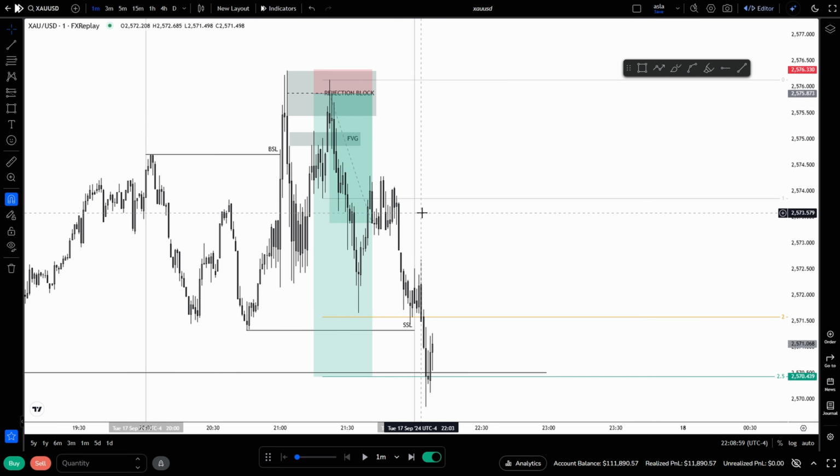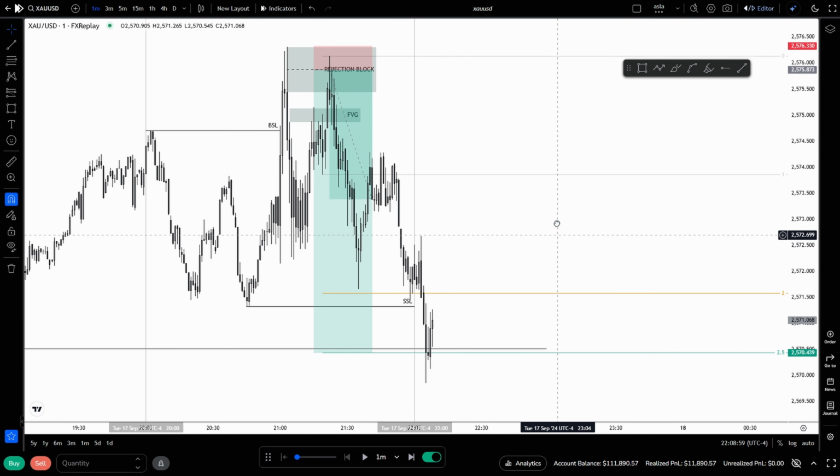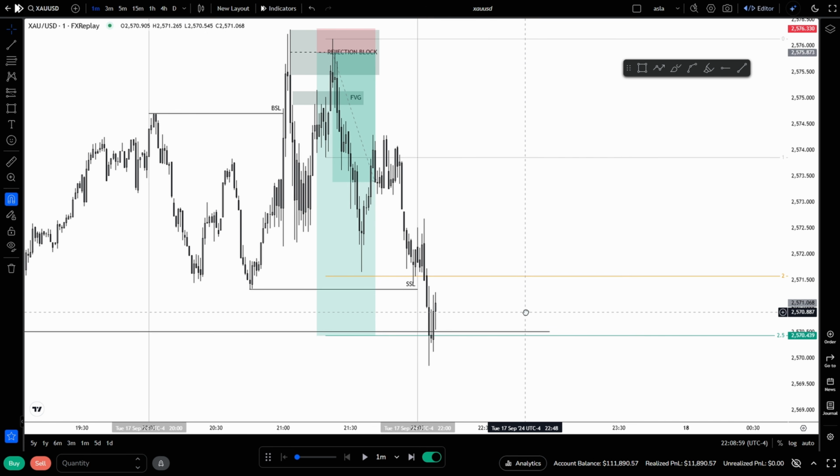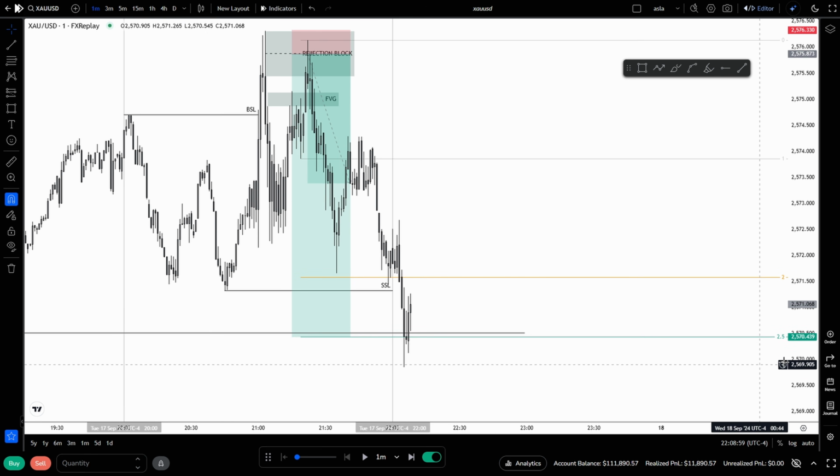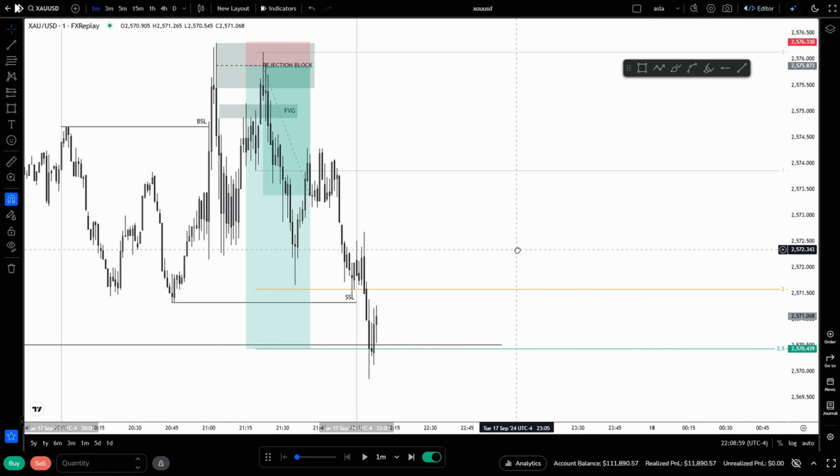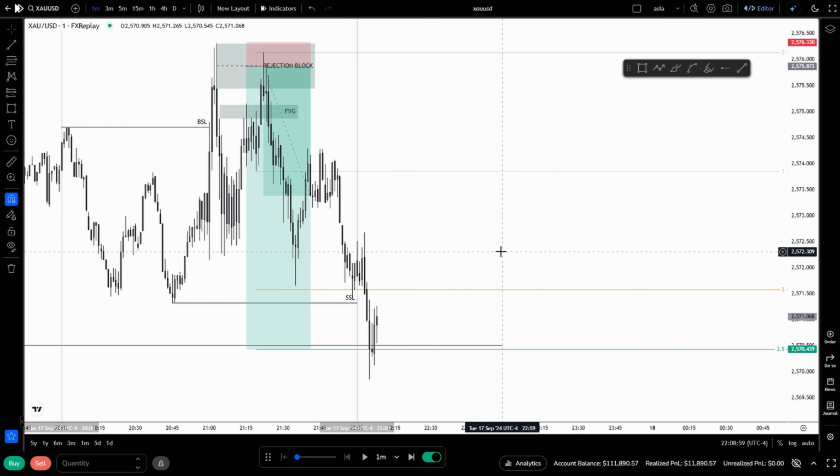Another thing to notice here is how the negative 2.5 standard deviation lines up with our target, which gives additional confluence to the setup. So once again, this is the same process repeating itself. Liquidity is taken, structure shifts, we get displacement, we wait for a retracement into a key area, and then we execute toward the opposing liquidity. And when you follow this step by step, you can see how clean and consistent these moves actually are when the model is applied correctly.